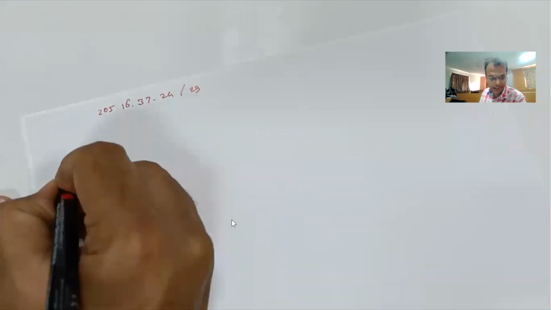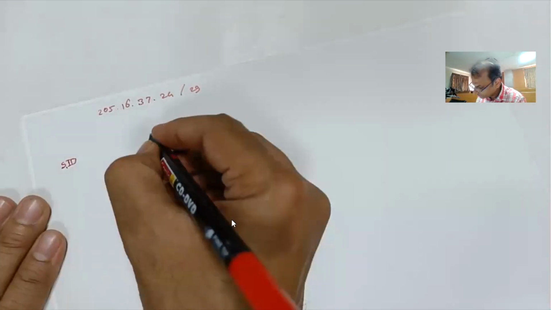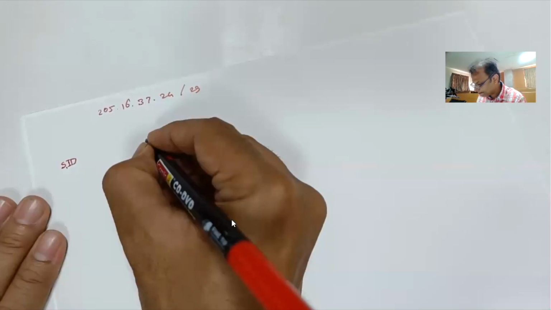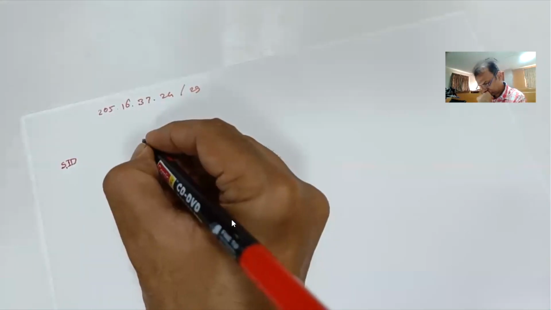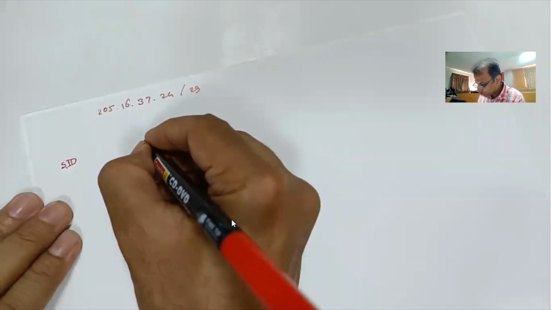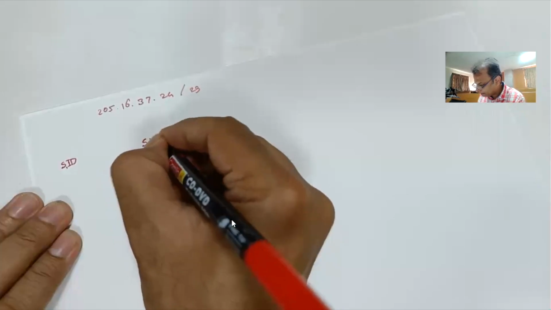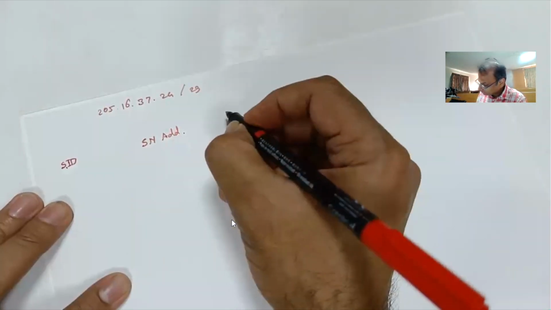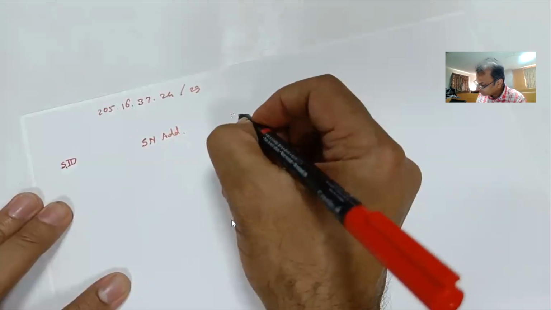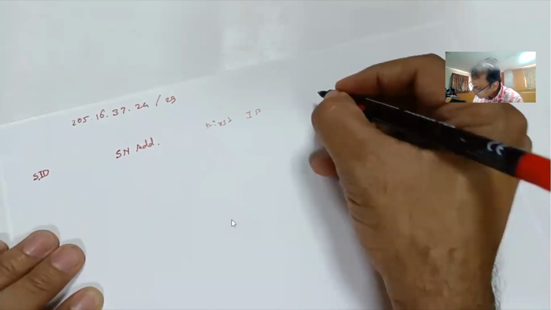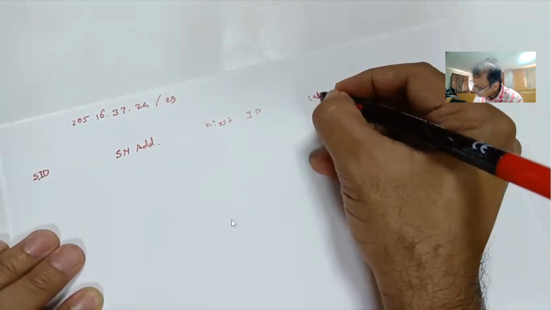What is the subnet ID? Then what is the network address? I'm sorry, subnet address. Okay. Then what is the first IP? What is the last IP? And what is the broadcast IP?